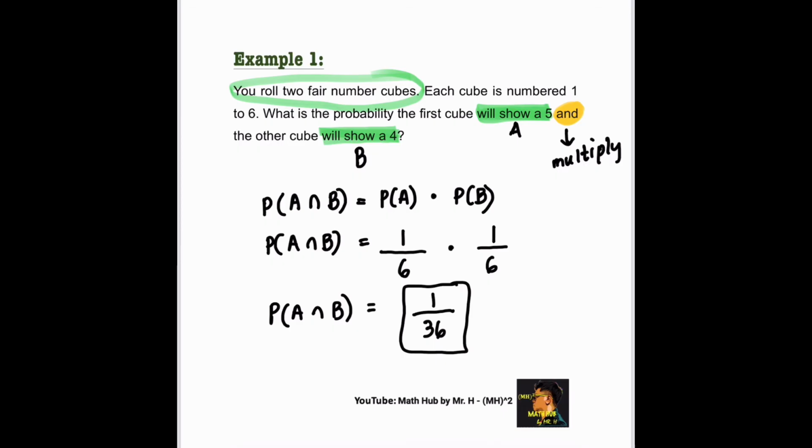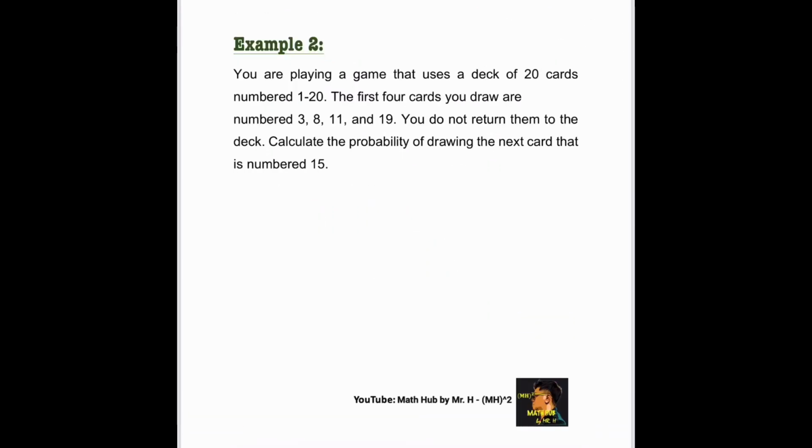So let's take a look at the second example. You are playing a game that uses a deck of 20 cards numbered 1 till 20. The first 4 cards you draw are numbered 3, 8, 11, and 19. You do not return them to the deck. Calculate the probability of drawing the next card that is numbered 15.